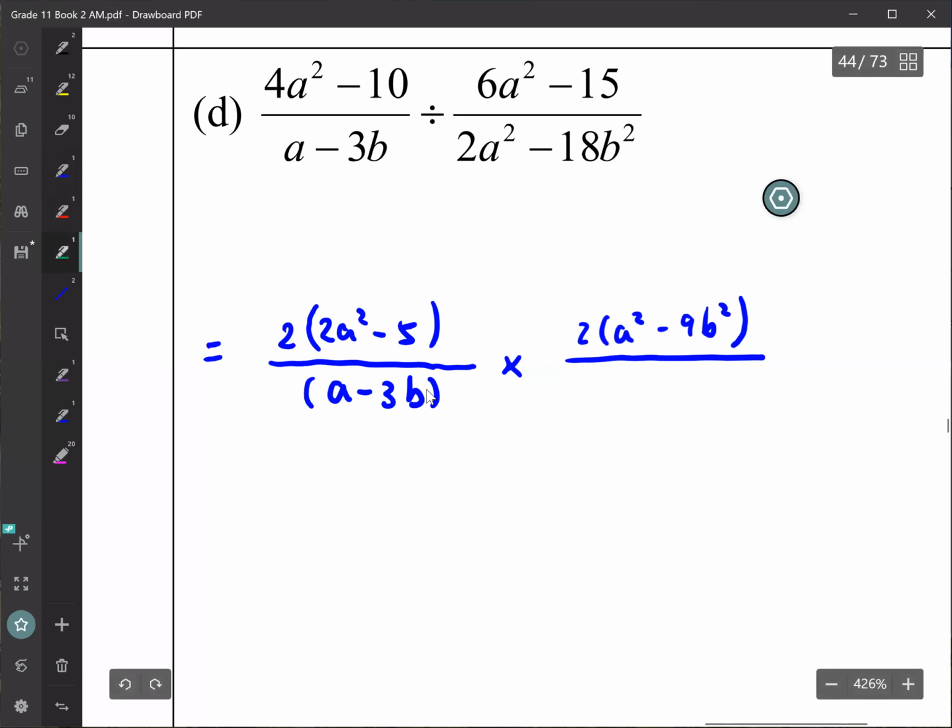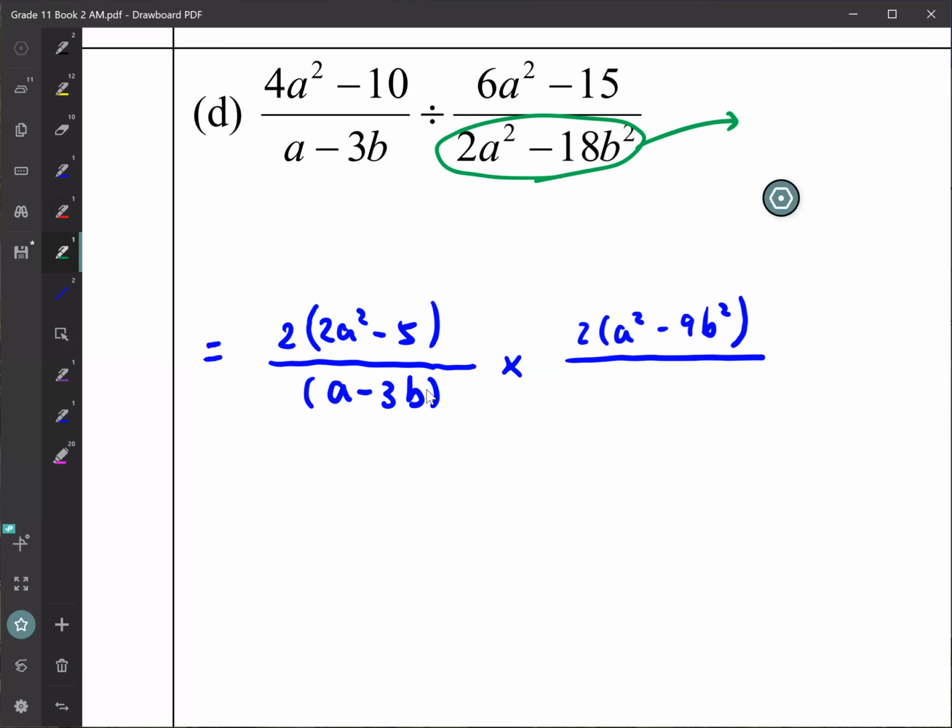What you can do, right? You can take this, right? So to save a lot of writing, do it on the side, right? Denominator you factor on the side, and then you put your answer in the numerator. Okay, so what do you get then after you use difference of square? I'm gonna get 2 and then bracket a plus 3b and then a minus 3b. Yeah, okay. So a plus 3b, a minus 3b.